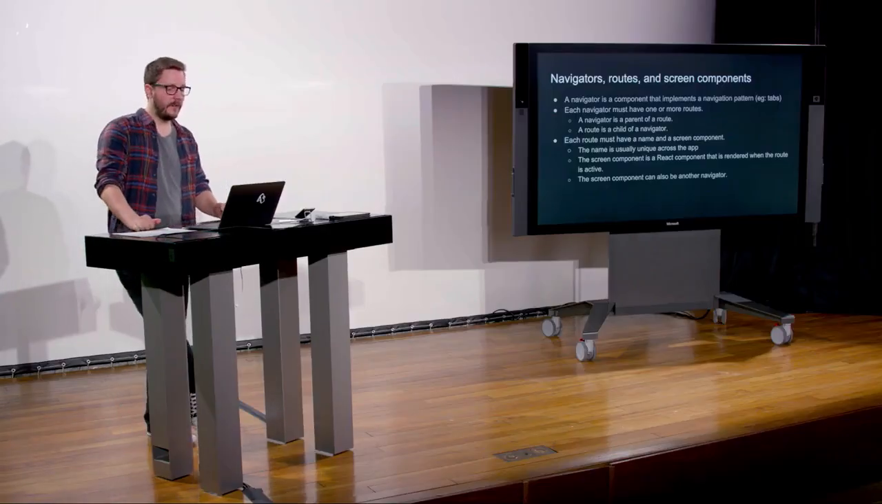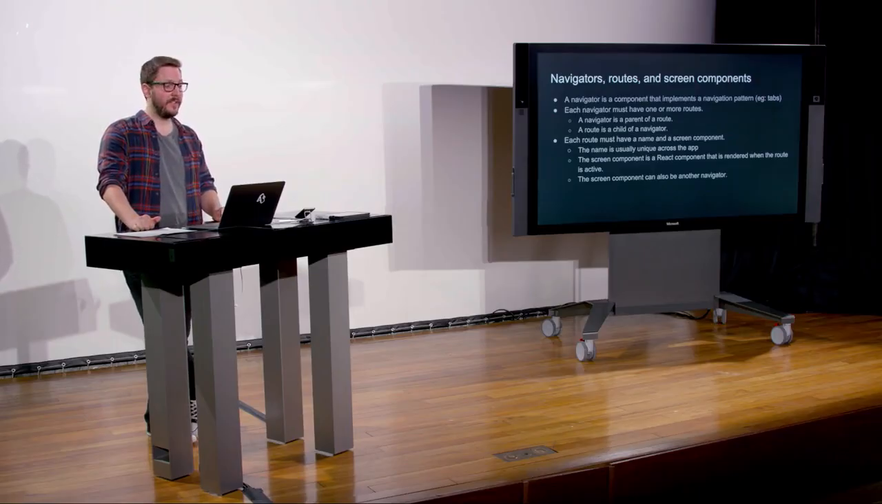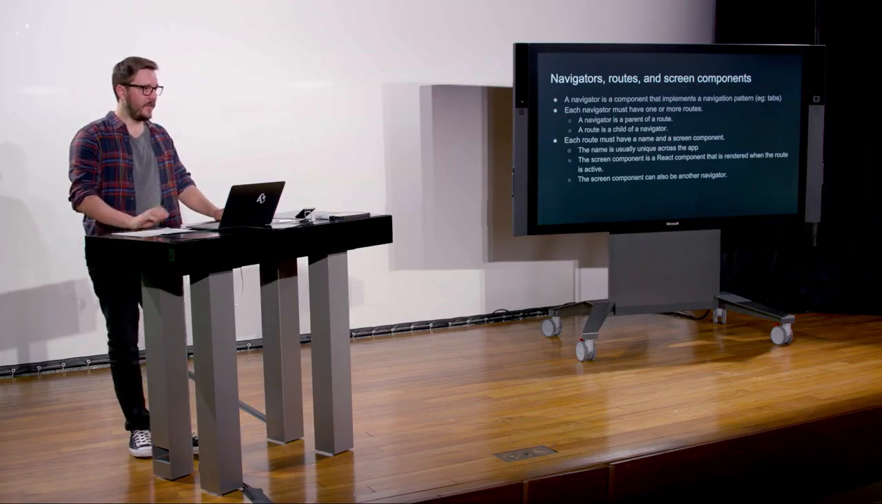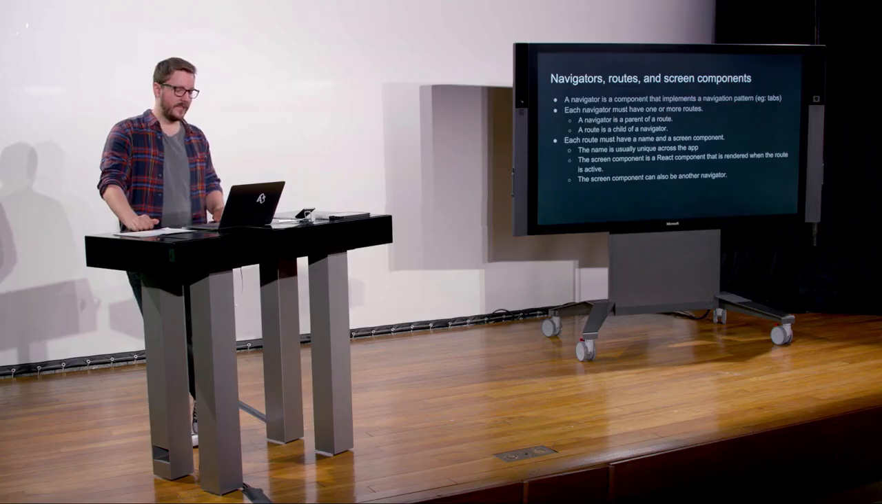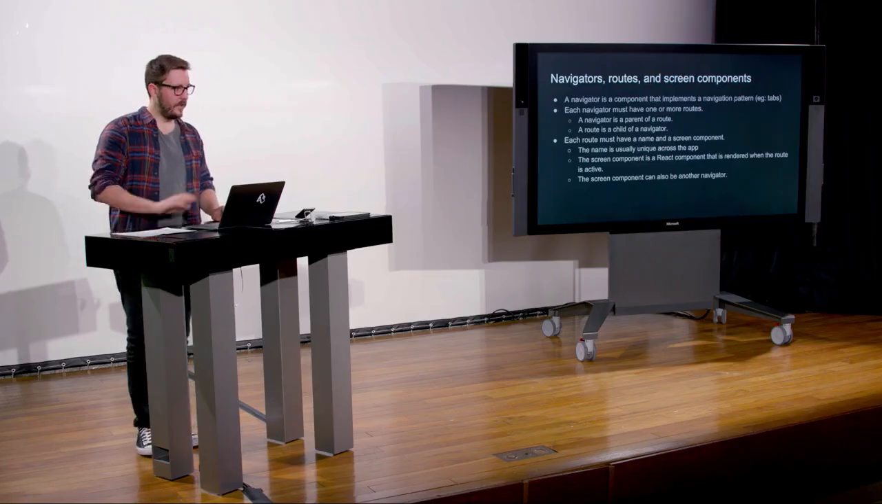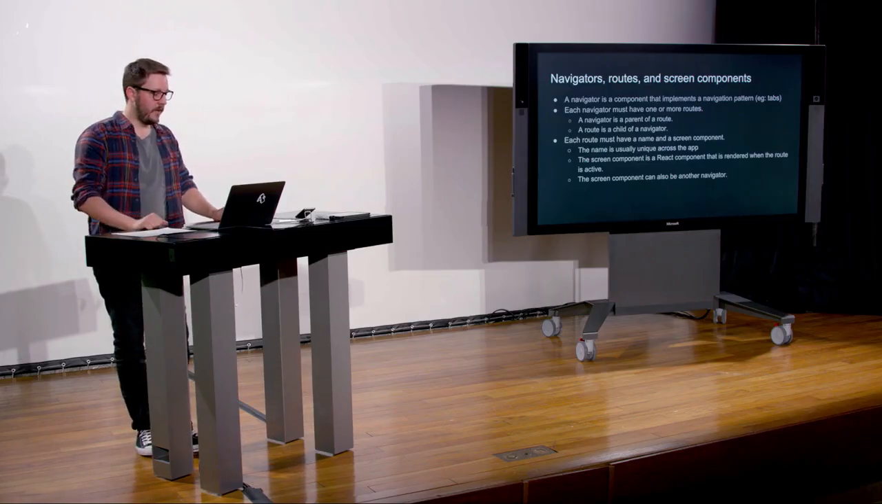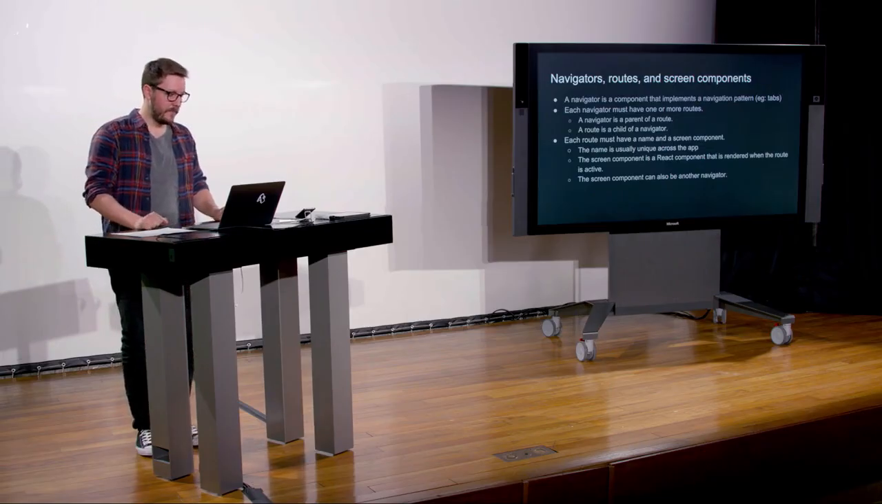Each navigator has one or more routes. A navigator is a parent of a route, and a route is a child of a navigator. Don't worry too much about this right now. It'll become more clear very shortly. I just want to make sure we're clear up front on exactly what these are. Each route must have a name and a screen component. The name is usually unique across the app. That's a safe assumption to make, at least for now and the near future. When you get into some more complicated use cases, it may not be true, but you will hopefully have the intuition at that point to understand why that is the case.